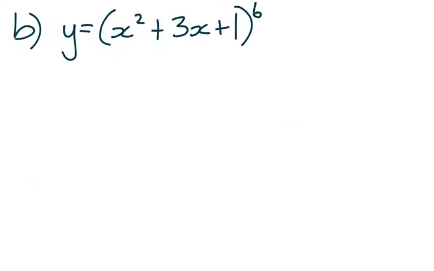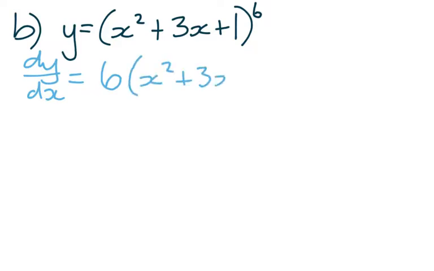And another one, just to consolidate that. So again, we would need to do dy by dx. So we've got y equals brackets x squared plus 3x plus 1 all to the power of 6. So the first step is bring the power down the front and then rewrite the function, but this time we're going to have to the power of 5.